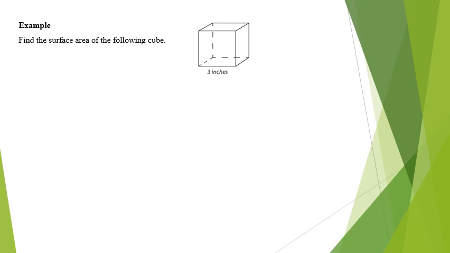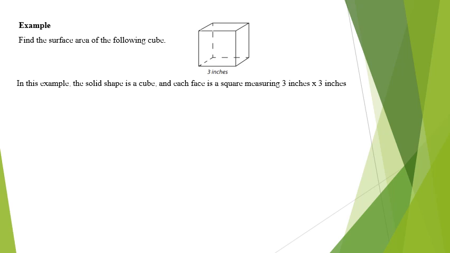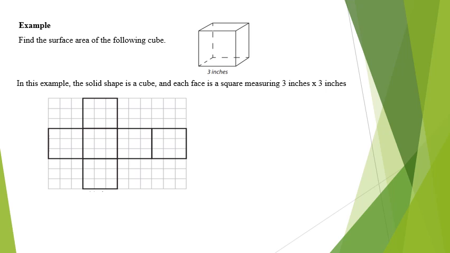So for example, if we wanted to find the surface area of this cube, it's a cube, which means we know that all the sides are 3 inches long. So in this example, the solid shape is a cube and each face is a square measuring 3 by 3. So the length is 3 and the width is 3. If we were to draw the net of this shape, it would look something like this, where you have all 6 sides laid out.